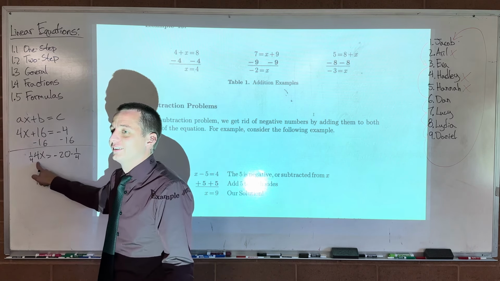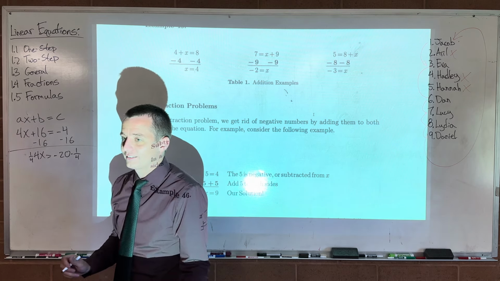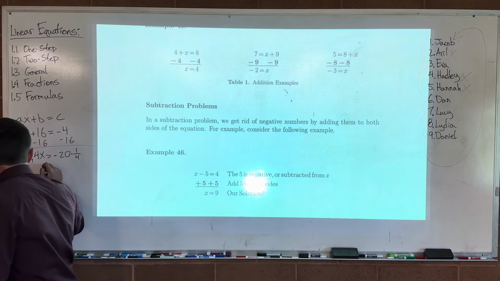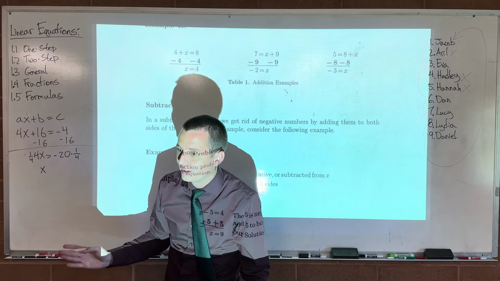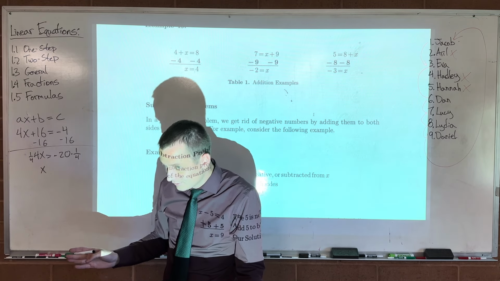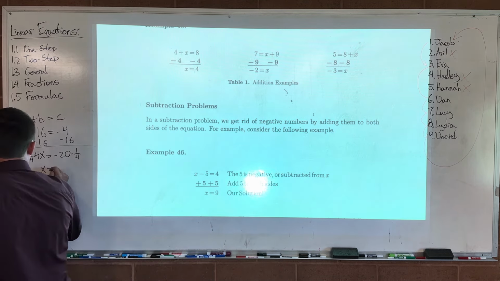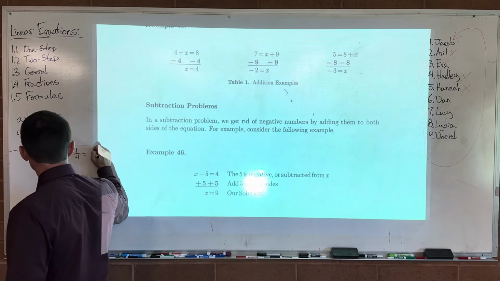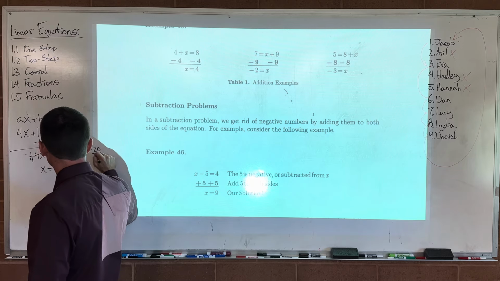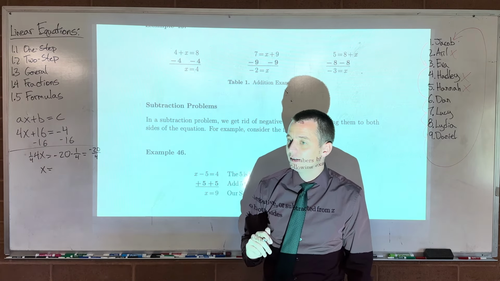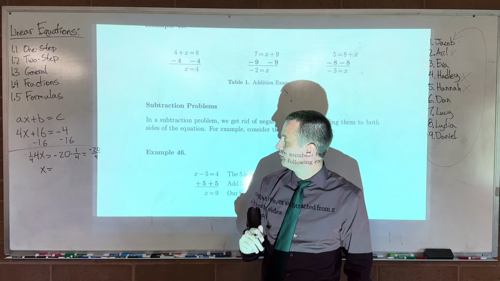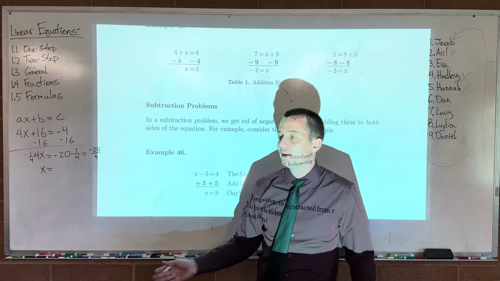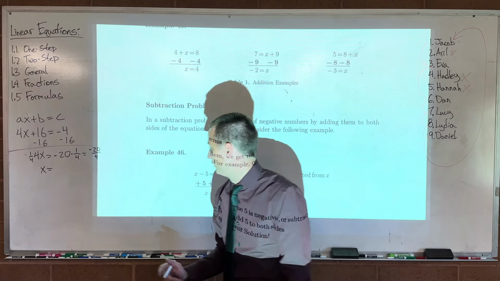1/4 times 4 is 1. 1 times x is x. So we got the x by itself. That's why we multiplied both sides by 1/4. That was the whole point. Okay, now we got -20 times 1/4. Or in other words, -20 over 4. However you want to think about that. 5 or -5? -5.